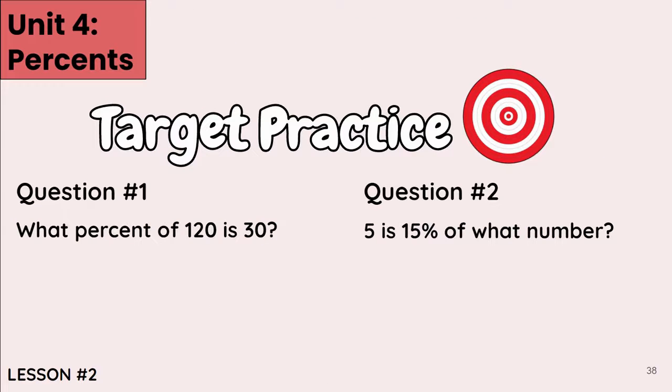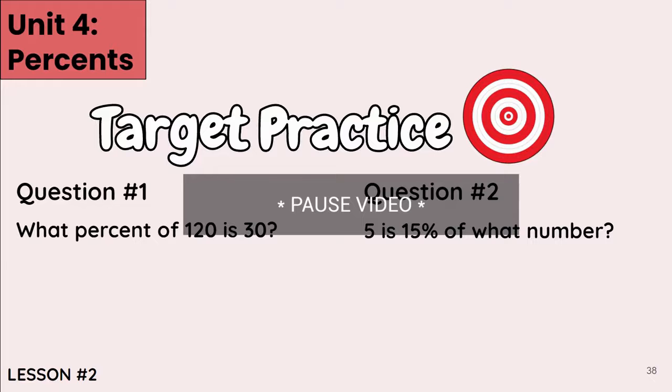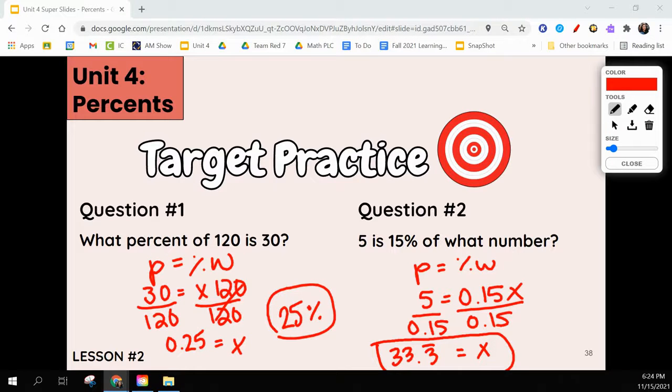All right, here's your target practice. Please pause it and then unpause to see the answers. All right, here are the answers. The first answer should say 25%, and the second answer should be 33.3 repeating. If you did well there, go ahead and get started on your homework.